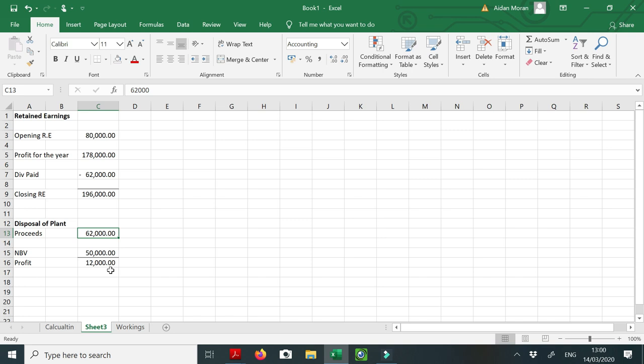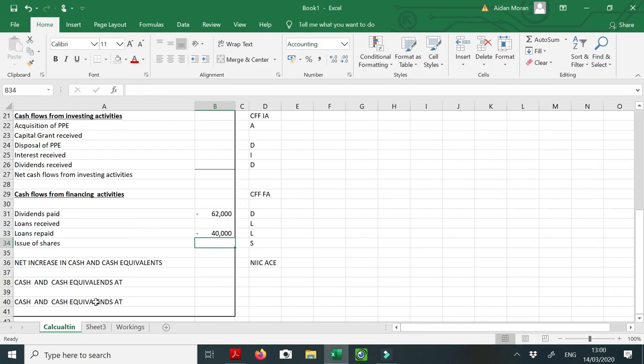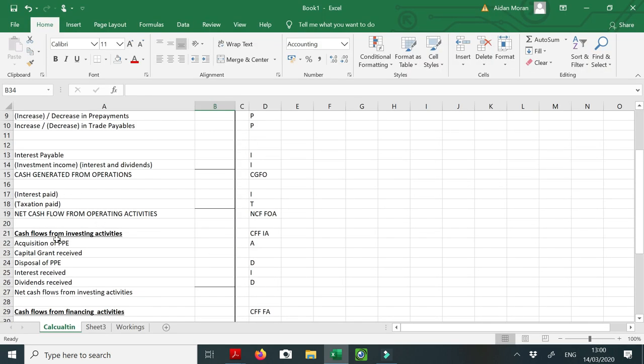So what I'm going to do with that 62 is just pop it into my question. Proceeds from sale of PPE. It's going to be in cash flow from investing activities. So disposal of PPE, I got 62,000 and it is a positive number.